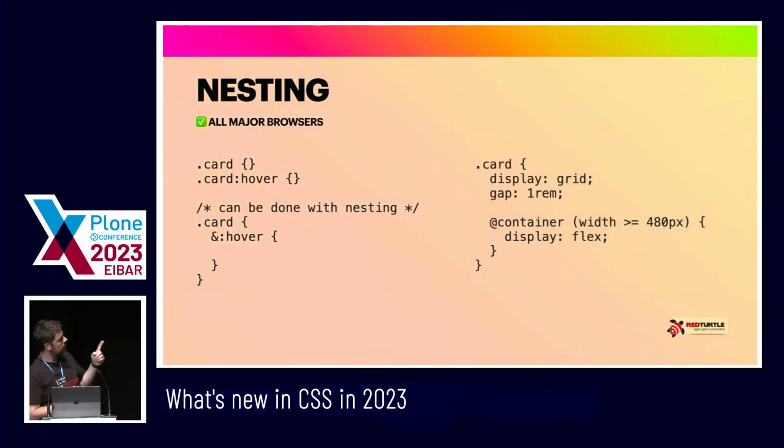Also, you can nest container queries inside selectors, like on the right-hand side. This is quite handy.